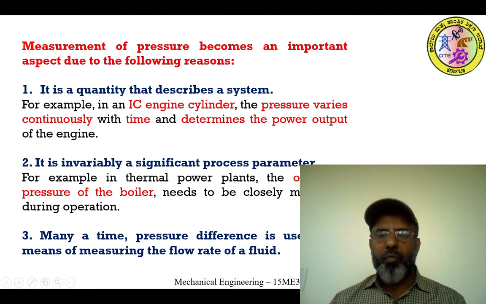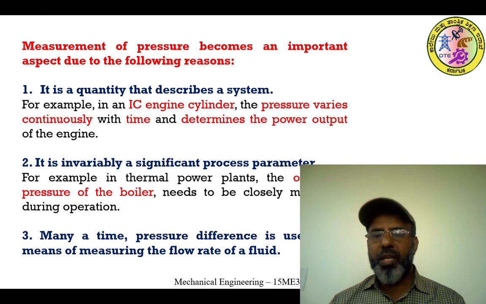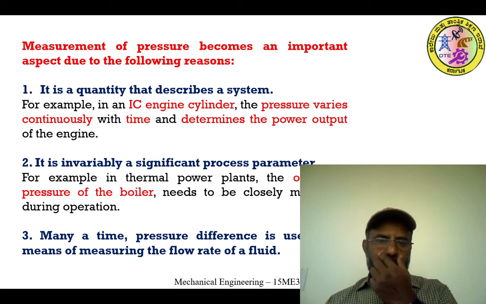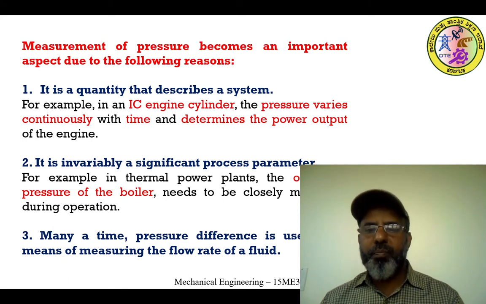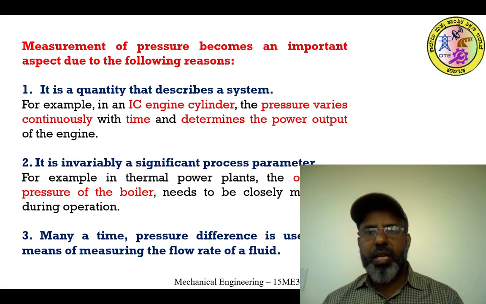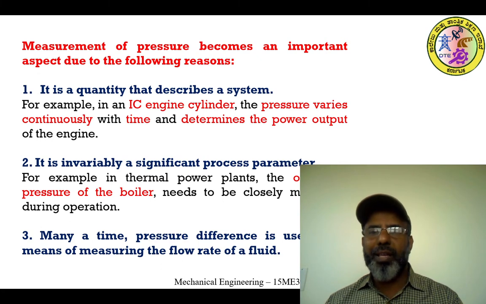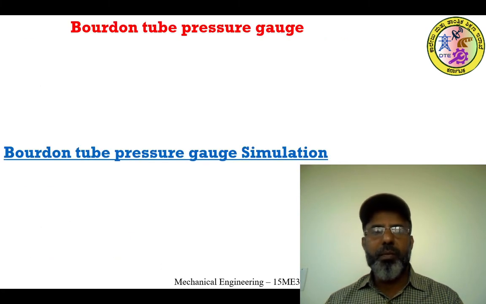And from the exam point of view, we are going to discuss 3 different pressure measuring instruments. One is Bourdon's pressure tube gauge, second one is diaphragm type pressure gauge, and third one is McLeod gauge. In today's session, we are going to discuss about the Bourdon tube pressure gauge.